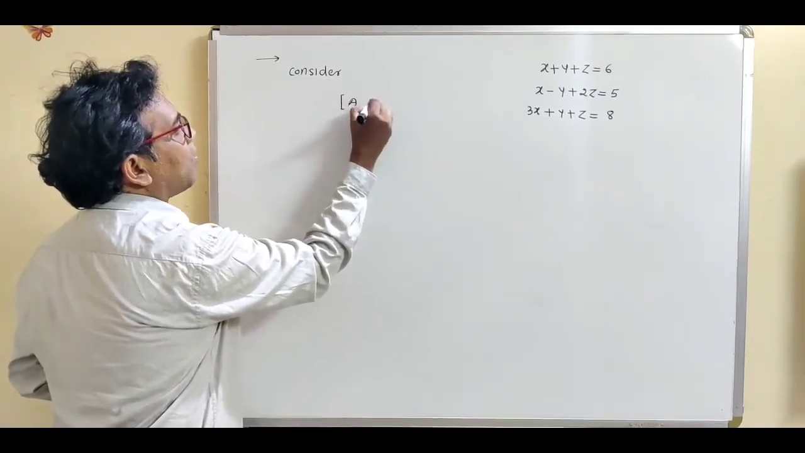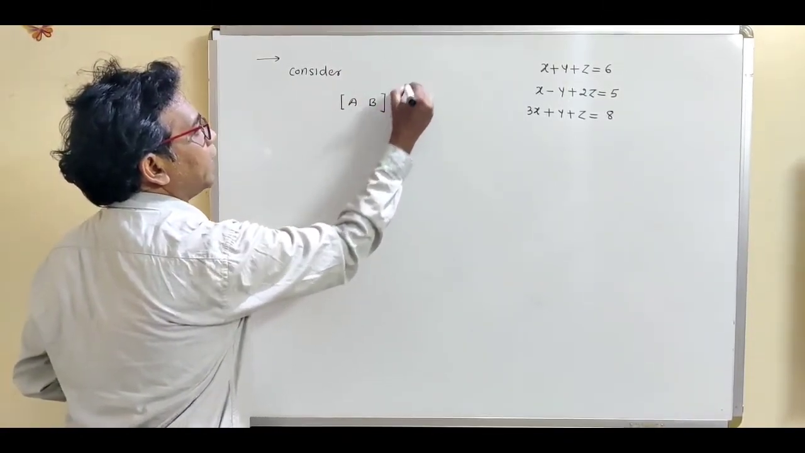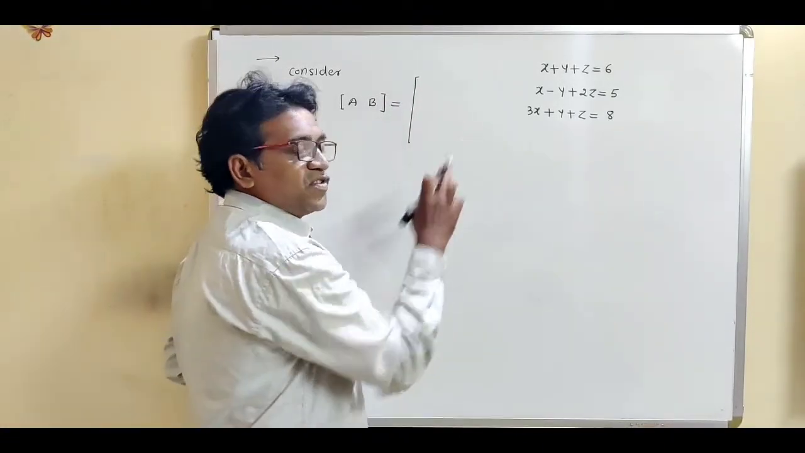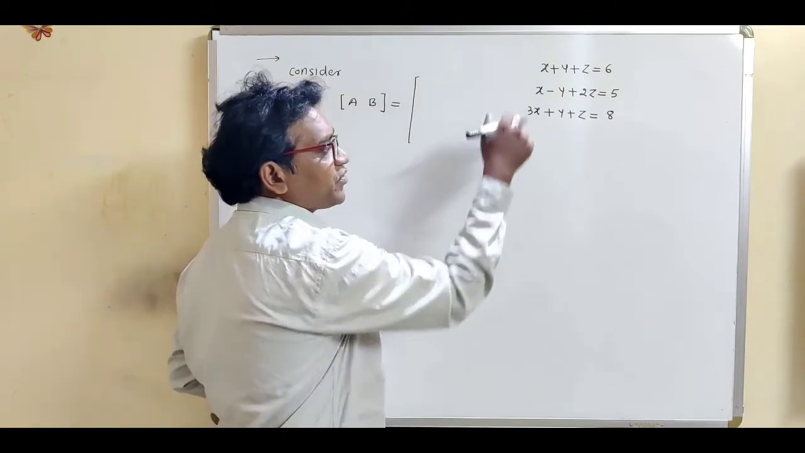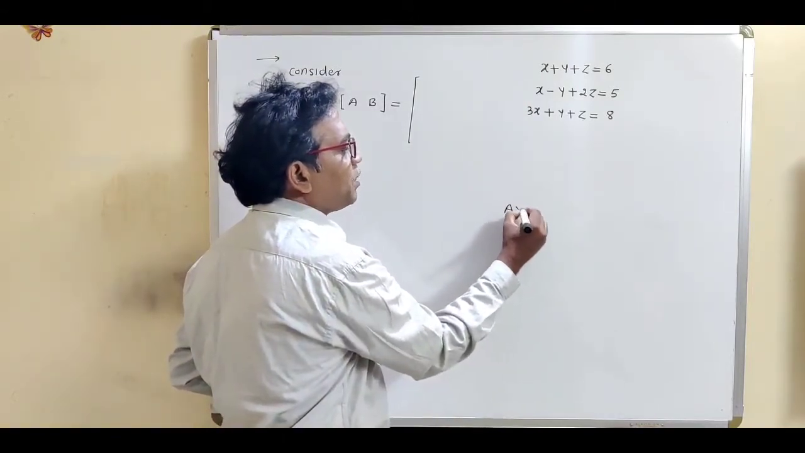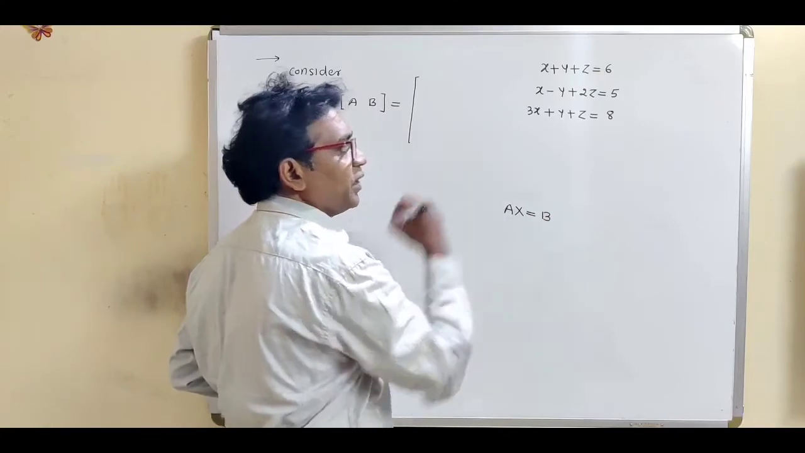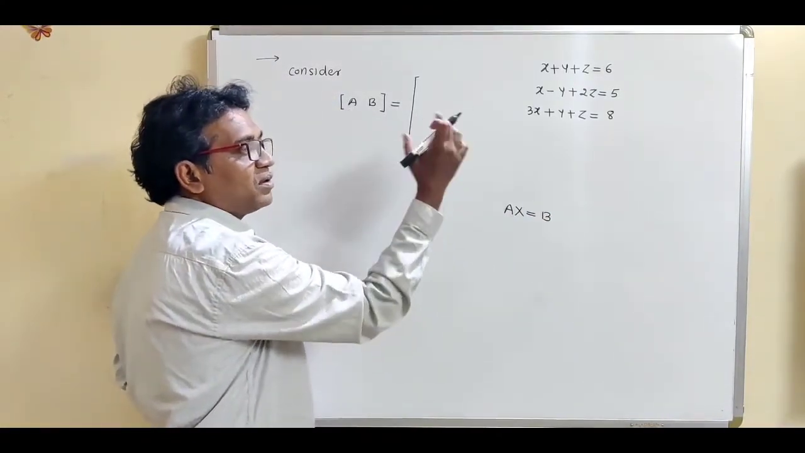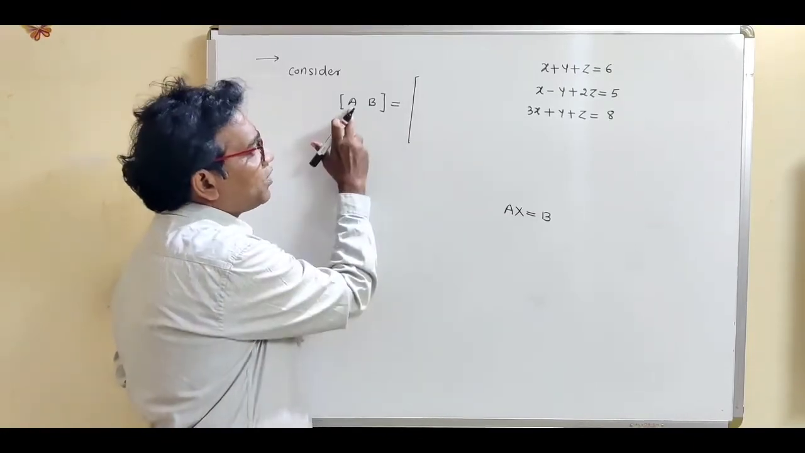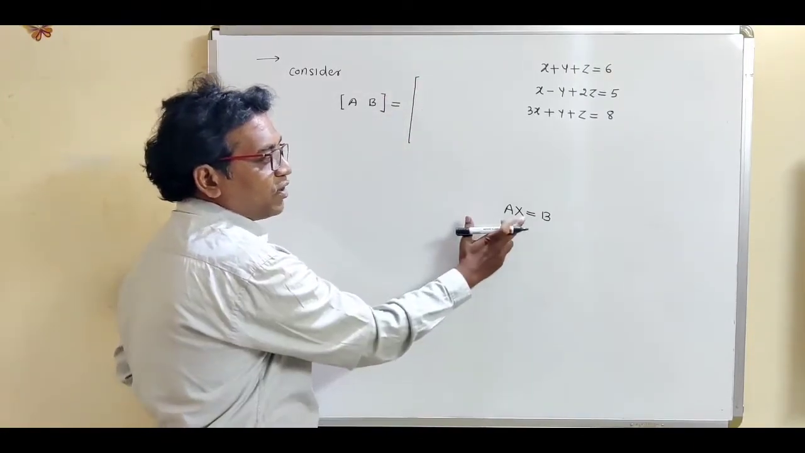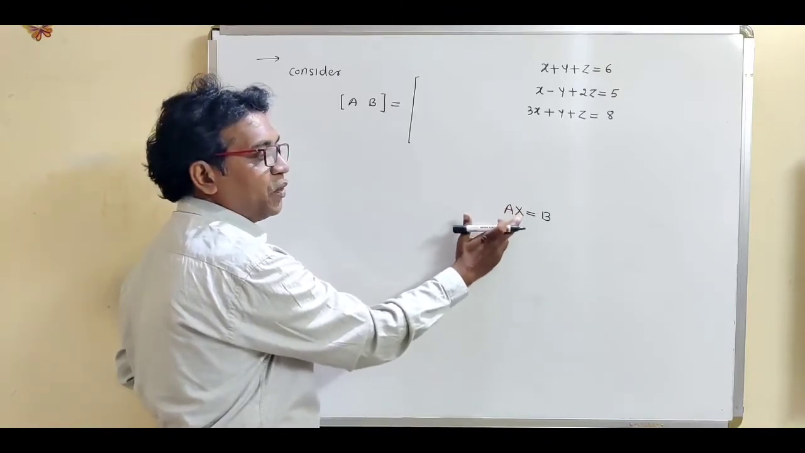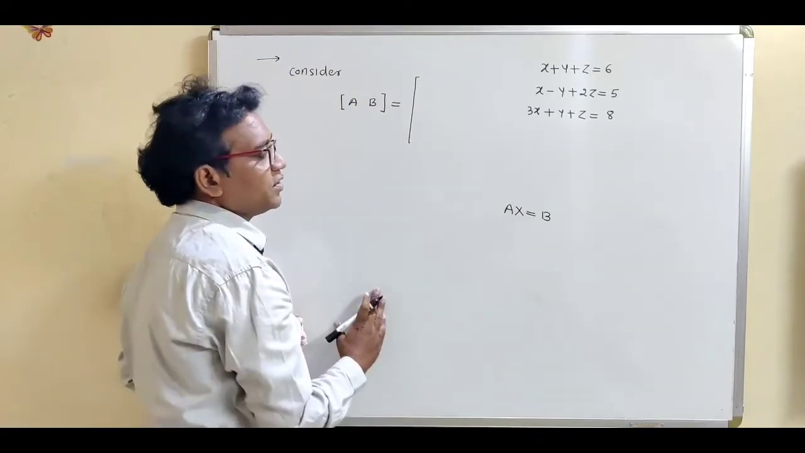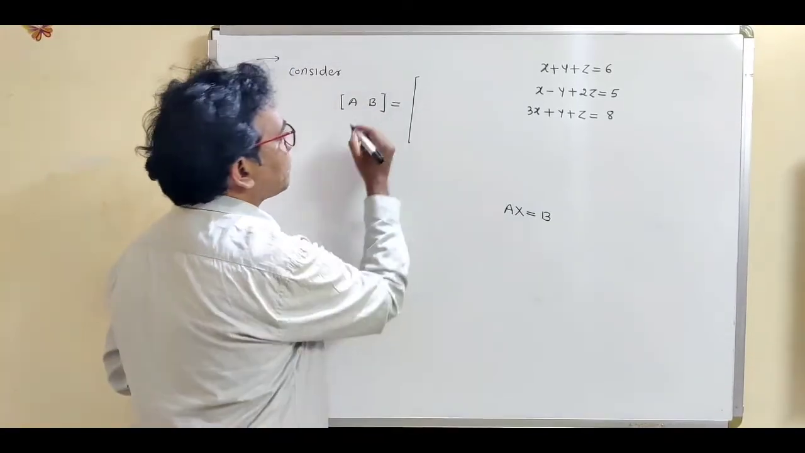Consider the augmented matrix AB. Now we know this concept: every system of linear equations we can put in the matrix notation AX equals B. What is this notation A? A is called the matrix of coefficients, so we have to write all the coefficients. X is the matrix of unknowns, and B is called the matrix of constant terms. So first of all, write down these terms.